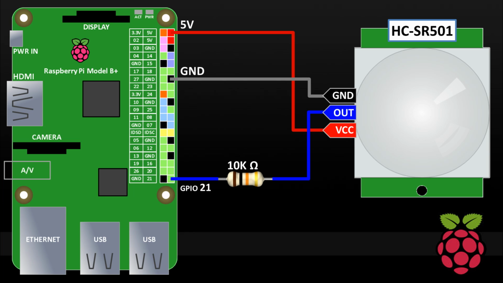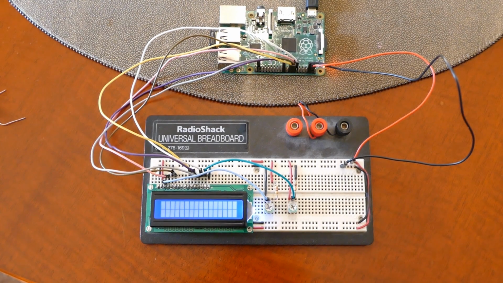The sensor has three pins that need to be connected. The VCC will connect to one of the Pi's 5-volt pins, and the ground will connect to any of the Pi's ground pins. The output can be connected to any GPIO pin. I'll use GPIO 21. Just to be safe, I'll add an optional 10K resistor in series with the output. The resistor is not required. Its only function is to limit the current flow in case of accidents, which I think is prudent when testing 5-volt components. On my breadboard, I have an LCD display hooked up with the same wiring as my last video.